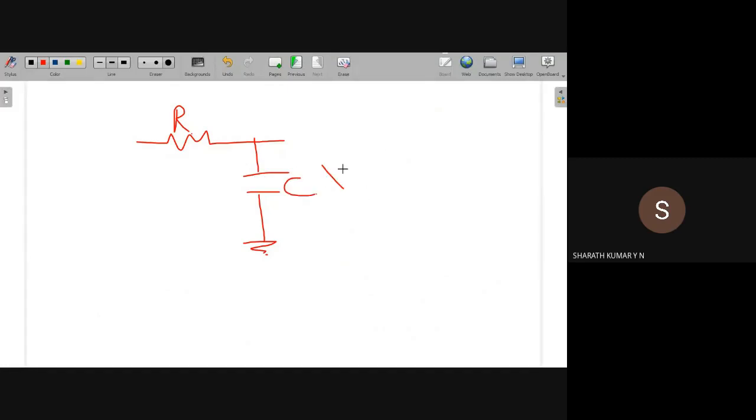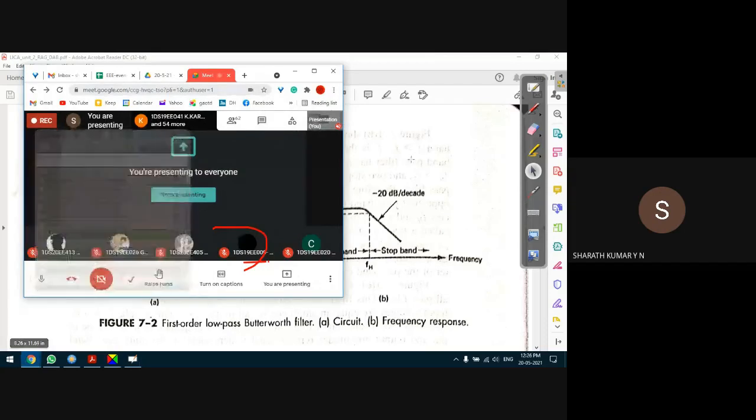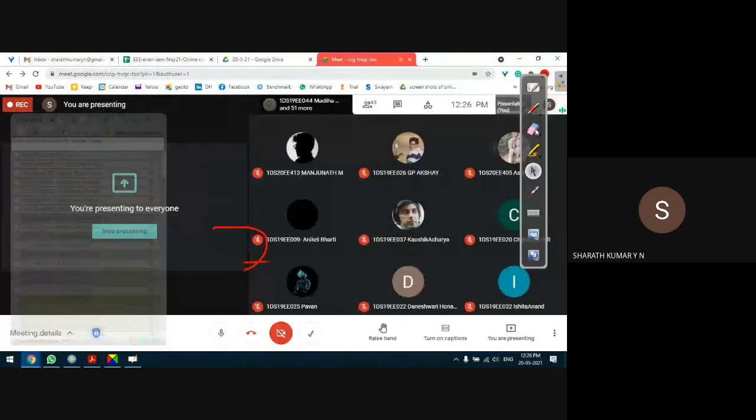So the impedance of the capacitance is Xc. So what is Xc, guys? The impedance of a capacitance is given as 1 by 2 pi Fc. So that means as the frequency increases, impedance decreases. That means the capacitor acts as a short for the high frequency signal. So the capacitance acts as a short circuit for high frequency signal in this combination.